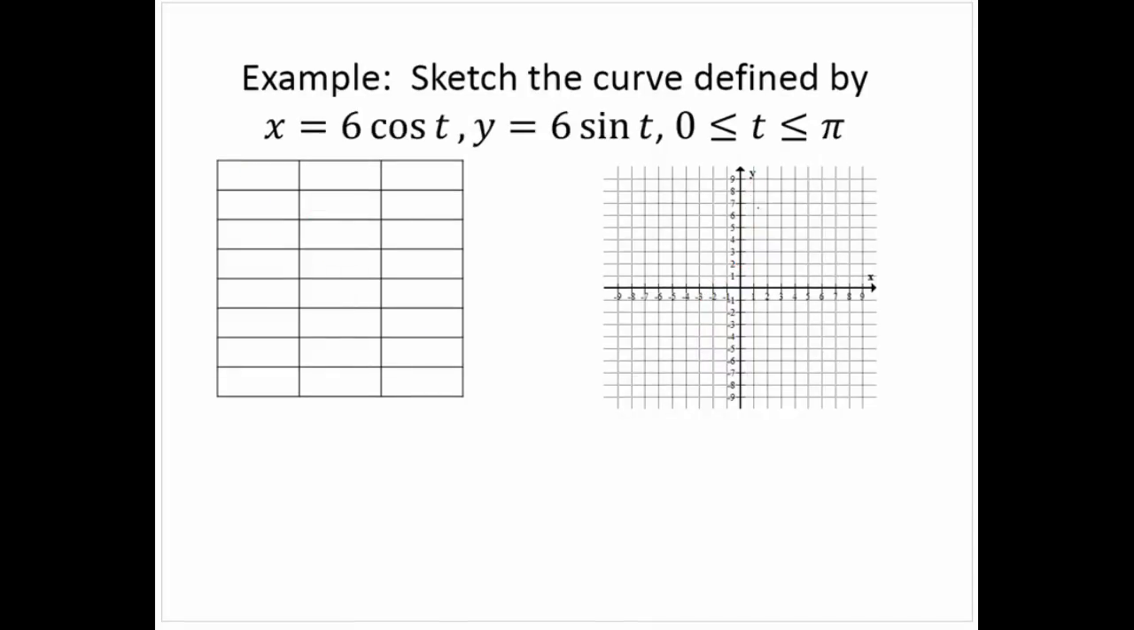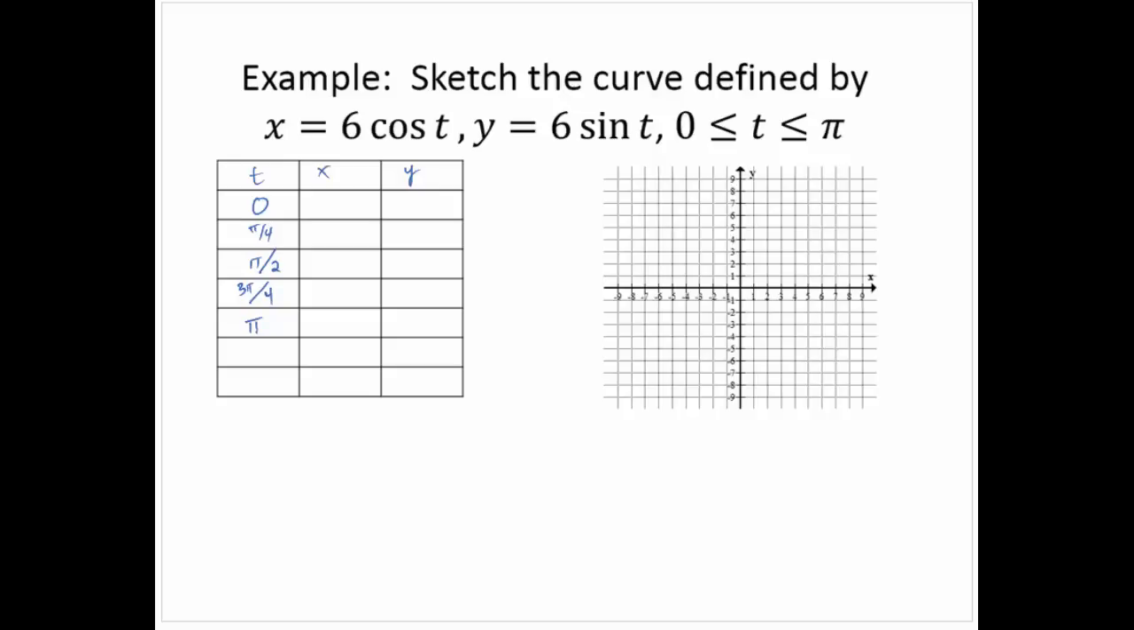Let's consider one more exercise here. We're asked to sketch the curve defined by x equals 6 cosine t, y equals 6 sine t on the interval 0 to pi. All right, so I'll again set up my chart with t, x, and y. And like I did before, I'm going to use 0, pi over 4, pi over 2, 3 pi over 4, and pi.